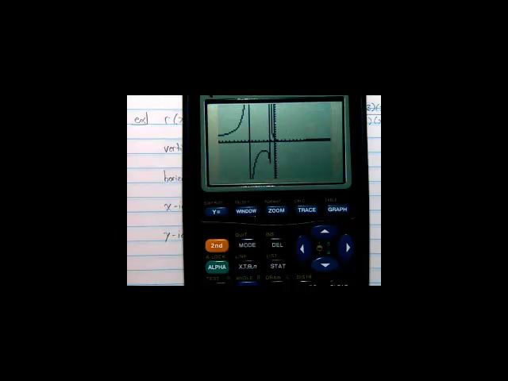We should have a horizontal asymptote at 1. Now on this one it looks a little funky, but it is there. Remember, a horizontal asymptote is a number that the function approaches as it goes to infinity, okay?